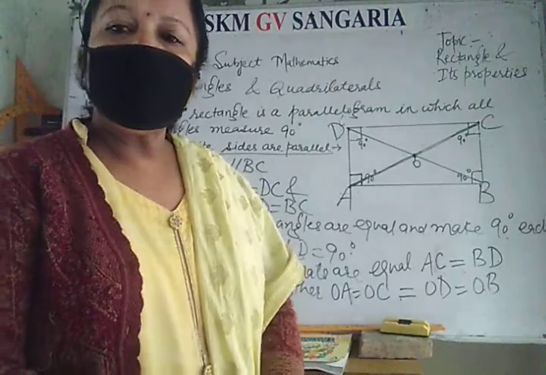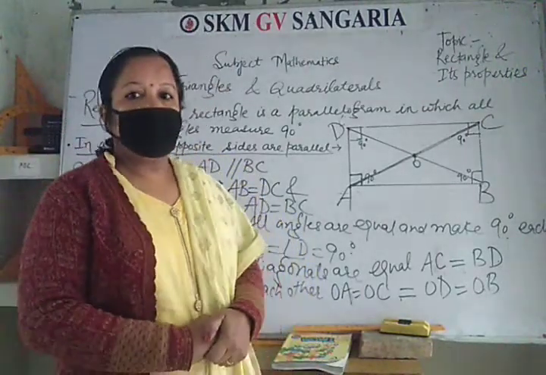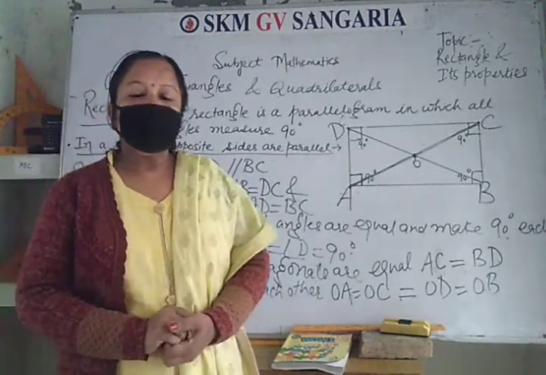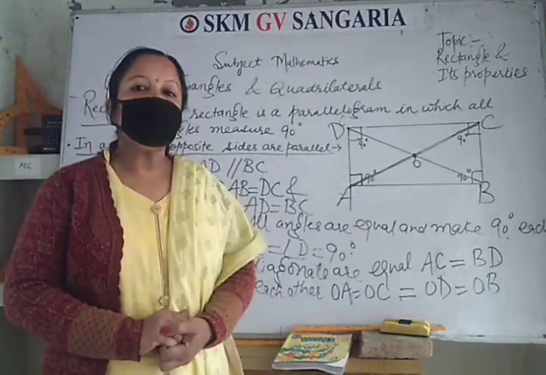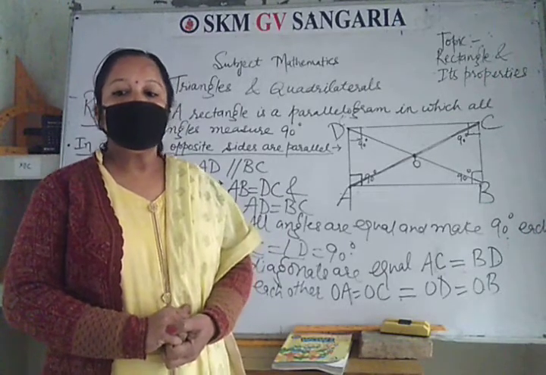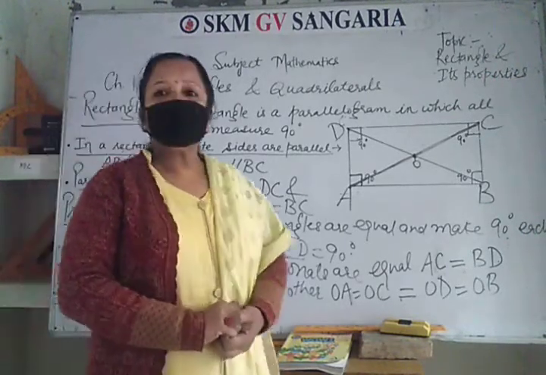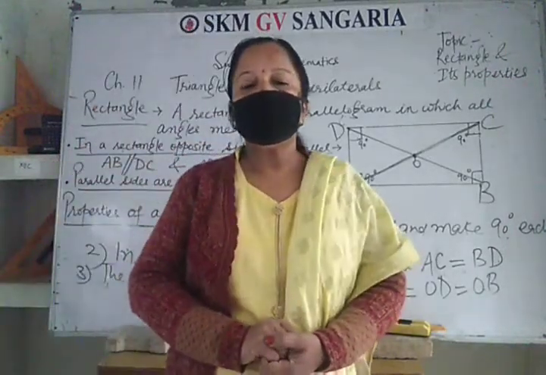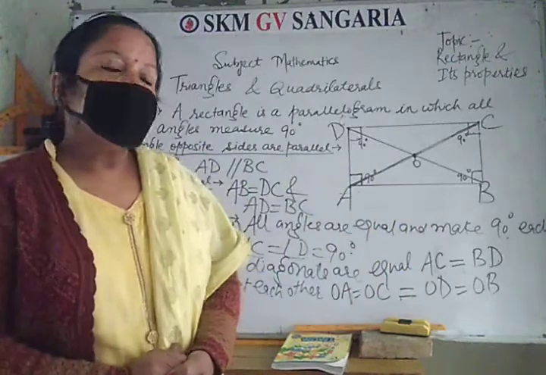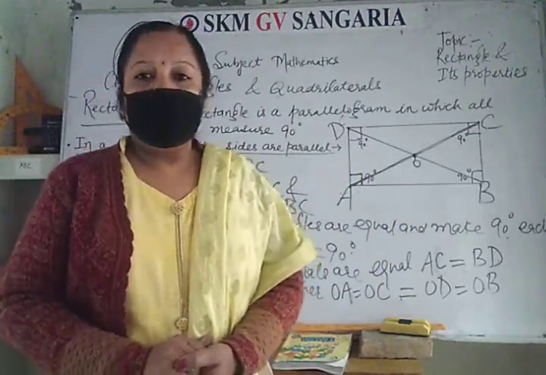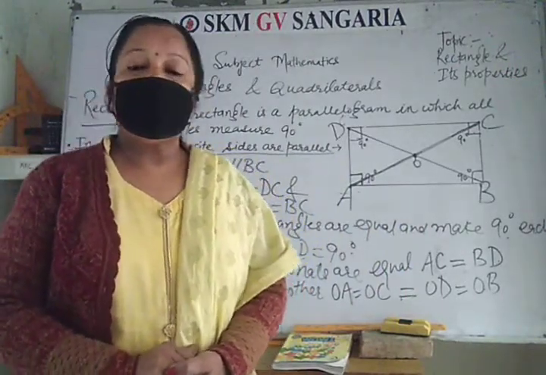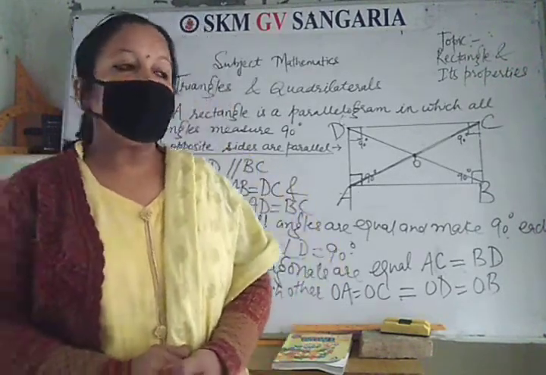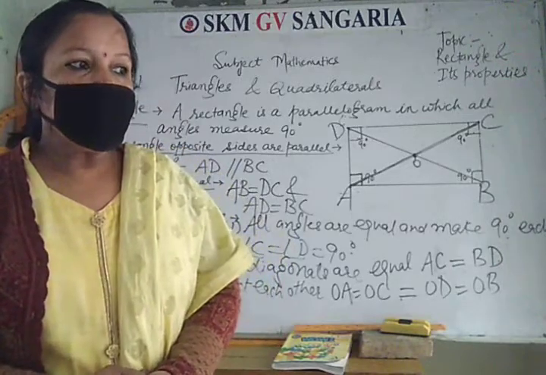In my next video, I will tell you about square, properties of a square, rhombus and properties of a rhombus. In case of a square, you know the shape of a square, all the sides are of equal length. Same condition, all angles are of measure 90 degrees, and diagonals are perpendicular to each other and diagonals bisect each other.